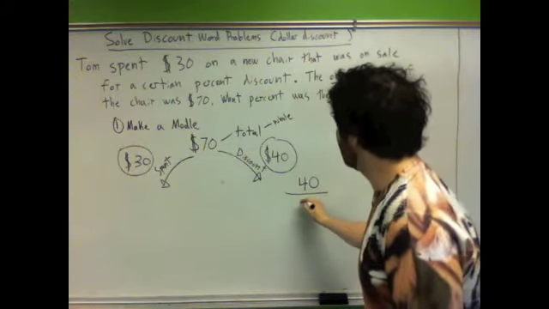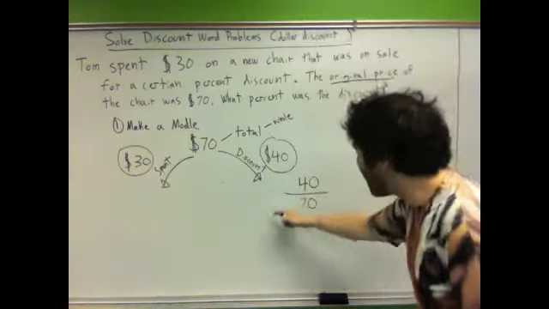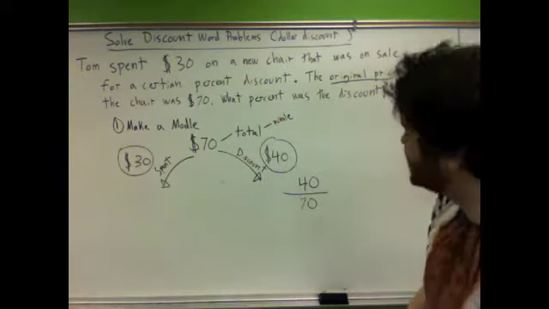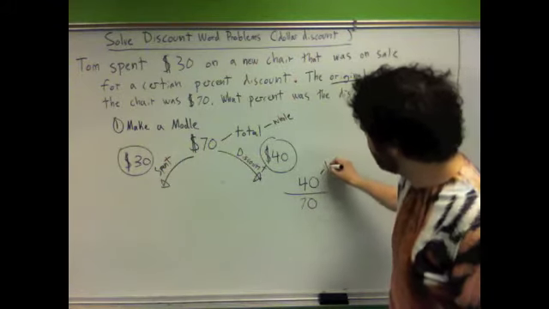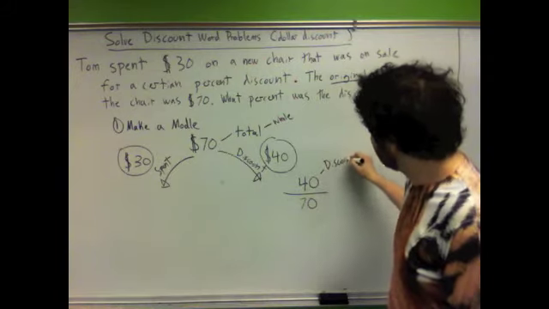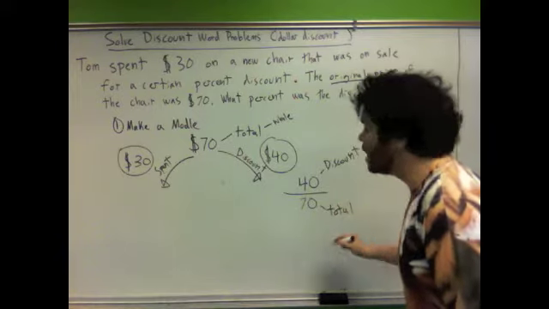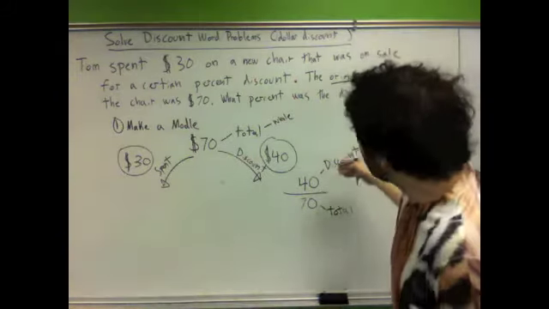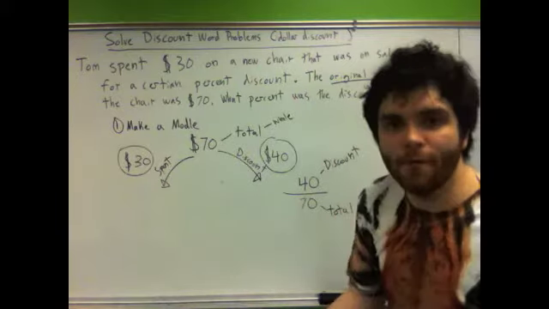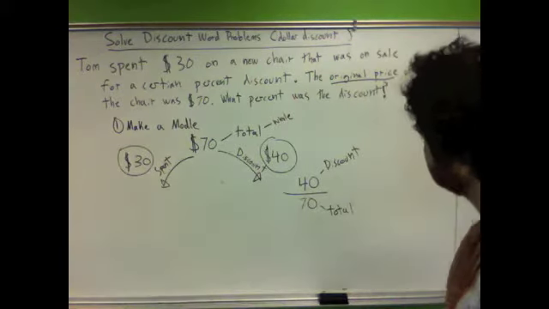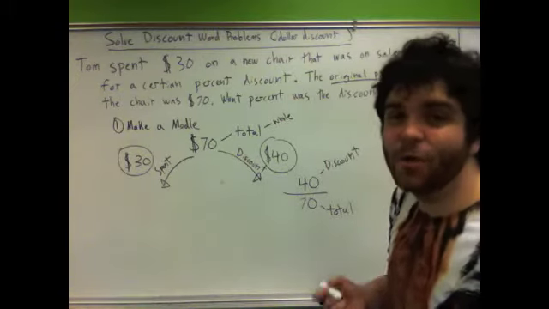$40 over $70. You guys know how to turn any fraction into a percent. And what we're saying is, well, this is the amount of the discount over the total. So that's actually going to give us what percent the discount was of the total. So let's change 40 over 70 into a percent.